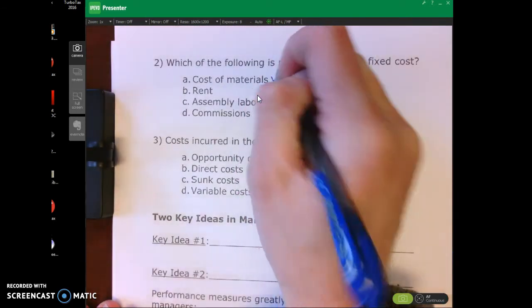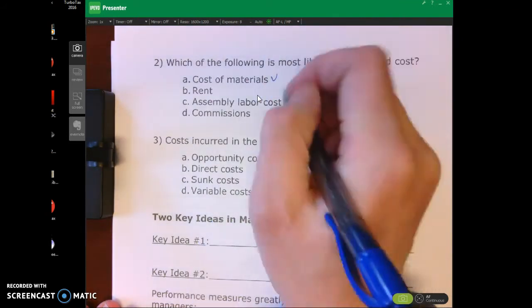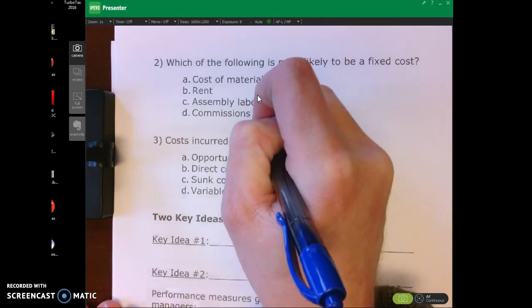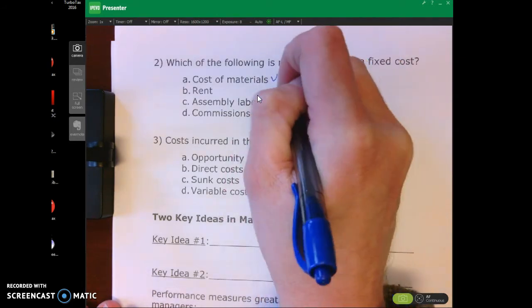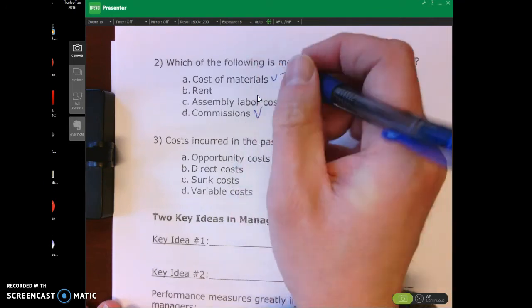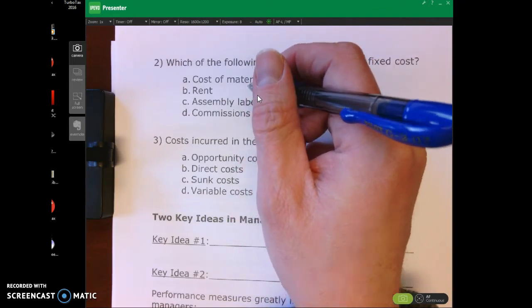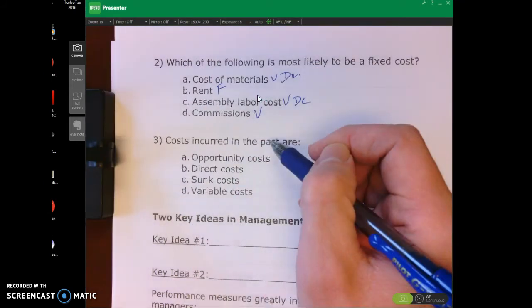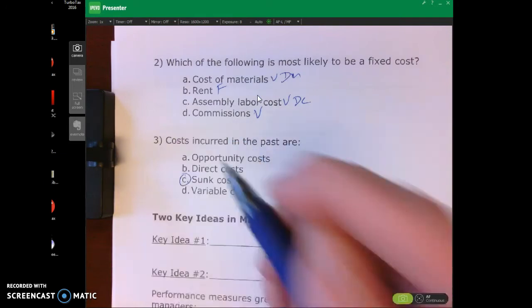This cost of materials is direct materials, which would be variable. Assembly labor costs, they're paid per hour, so this is also variable. Commissions would be variable. This is direct materials. This is direct labor. This is a variable period cost, which is something we'll talk about more in Chapter 2. Rent is the fixed cost. And costs incurred in the past, those are sunk costs. Okay?